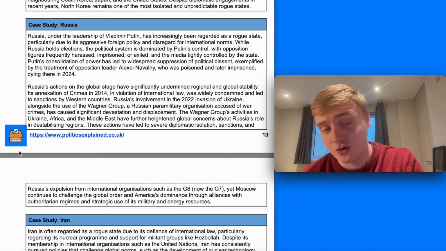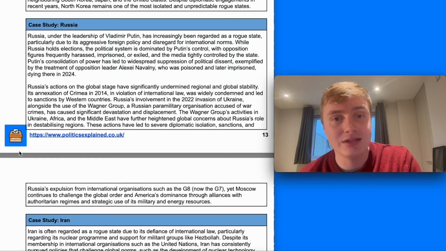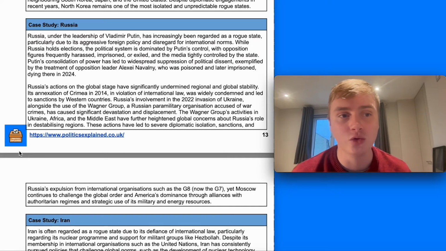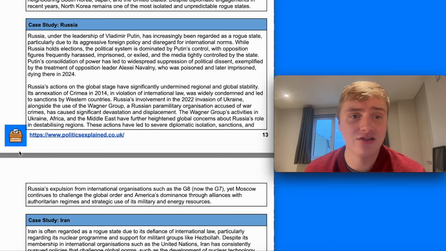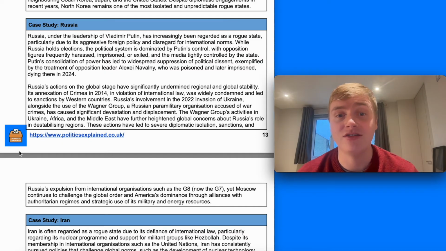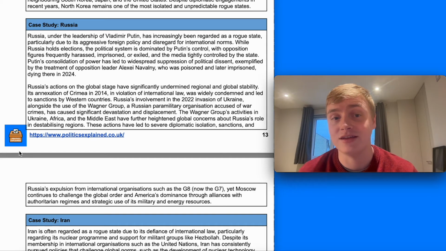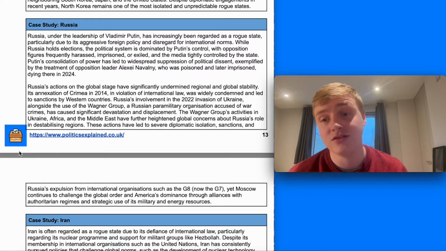Russia, of course, an autocracy, can also be seen as a rogue state. It has a very aggressive foreign policy and disregard for international norms. It does hold elections. Its political system is really dominated by Putin, with opposition figures frequently harassed, imprisoned, killed or exiled, as seen by the treatment of Alexei Navalny, who was poisoned and later imprisoned, dying there in 2024.